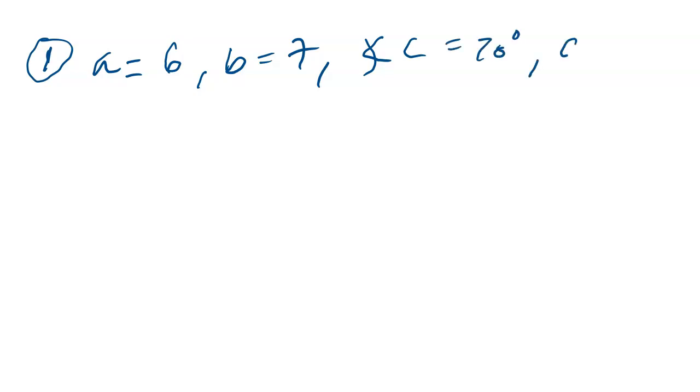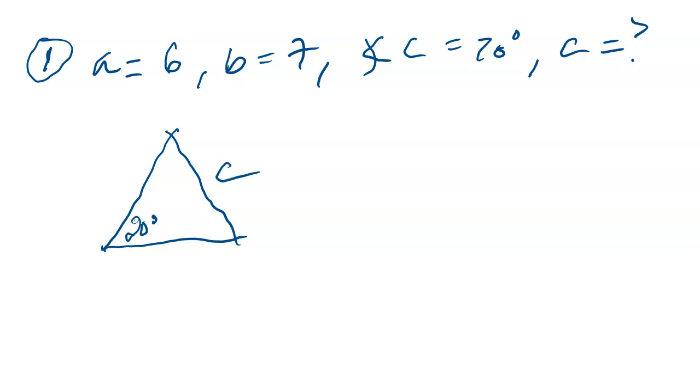A is equal to 6. B is equal to 7. They give us angle C, which is equal to 20 degrees, and we want to find side C. So if I were to draw this as a quick triangle, here's angle C, which is 20 degrees. I don't know what side C is. I know side A is 6, and side B is 7.